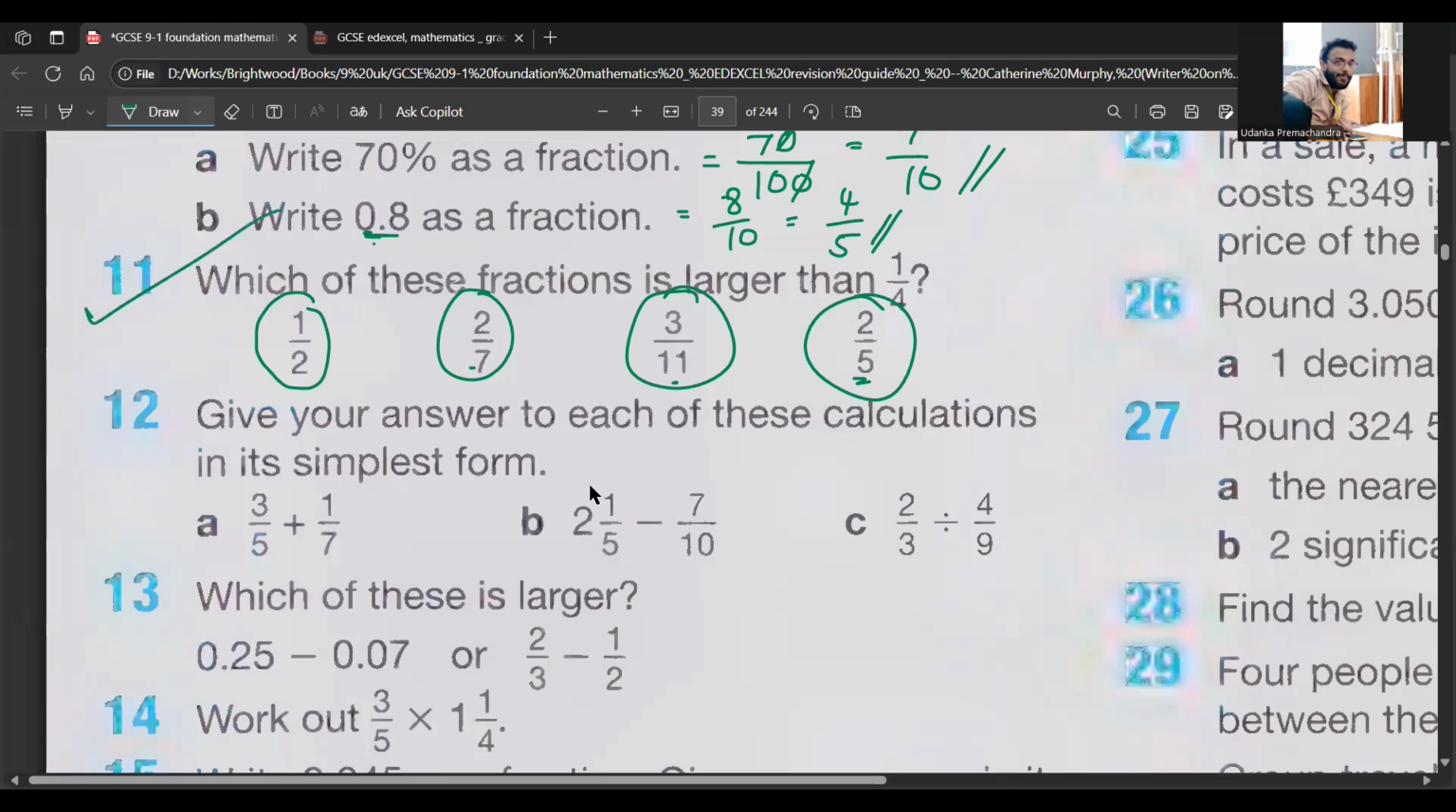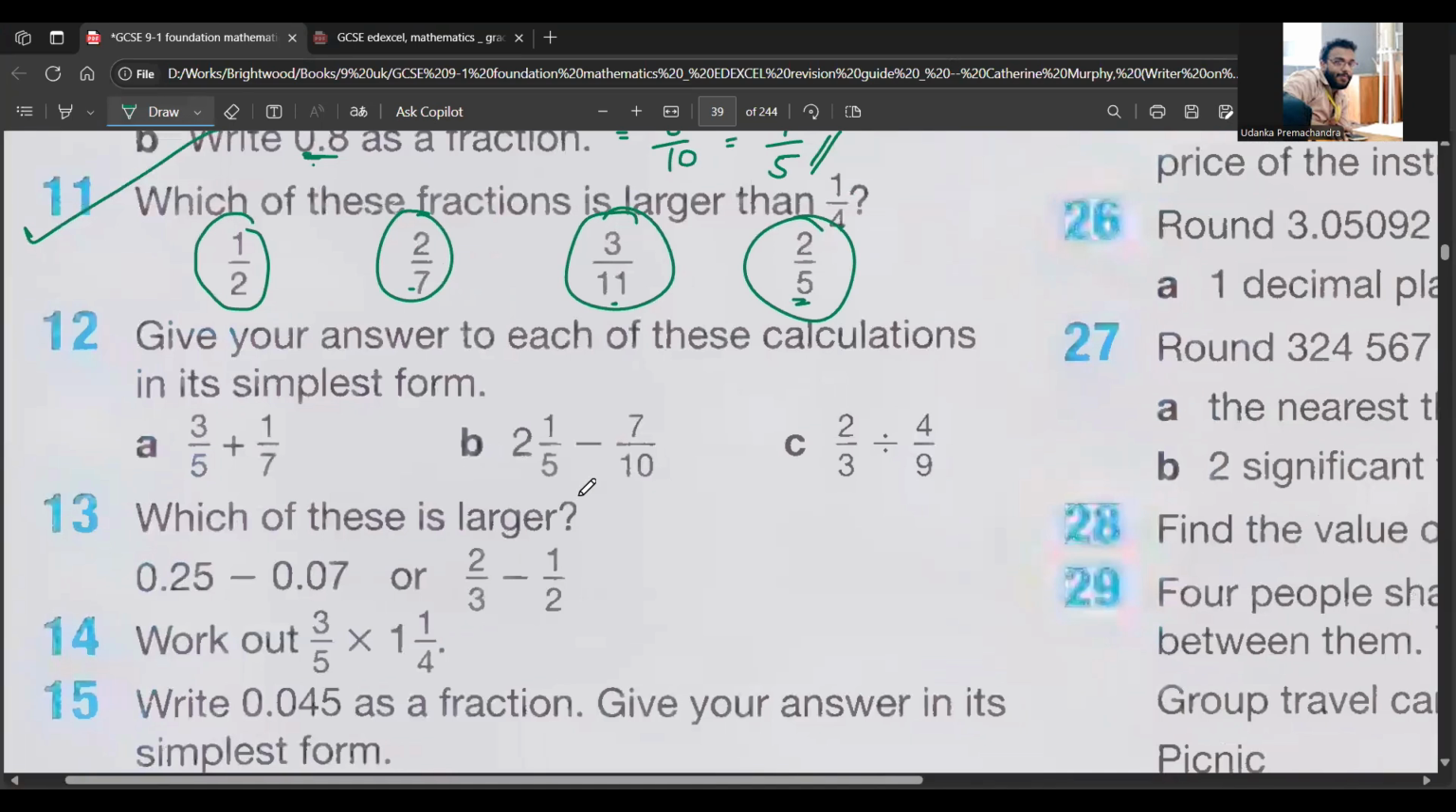Fraction addition. If they are having this kind of thing, a mixed number, you have to convert that one into the what? Improper form. Did you remember? Okay, can you do? Yes, sir. I'll give you 2 minutes.